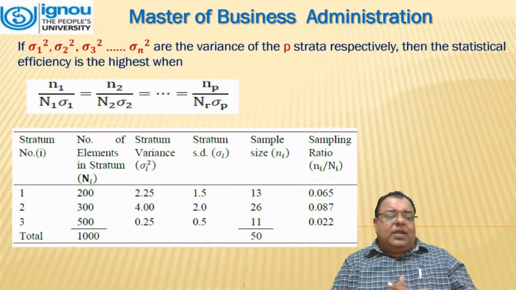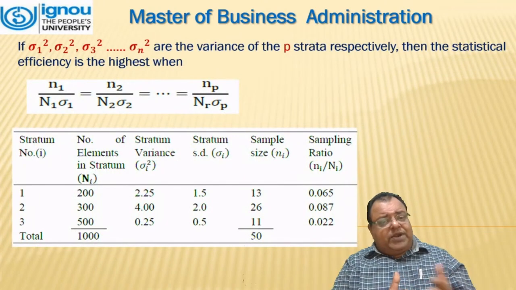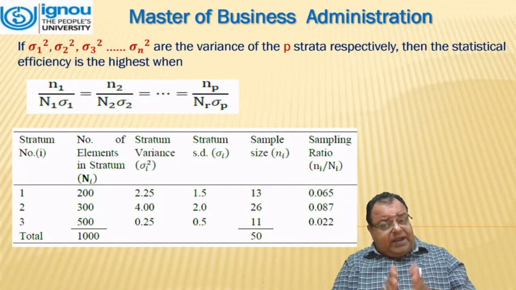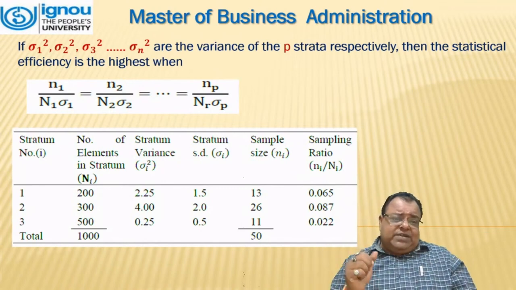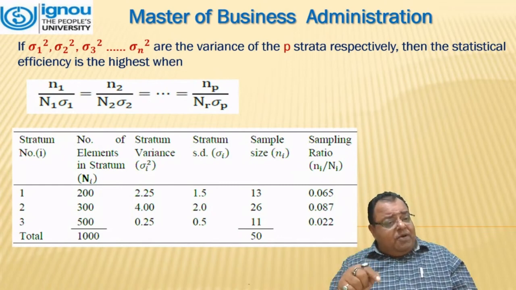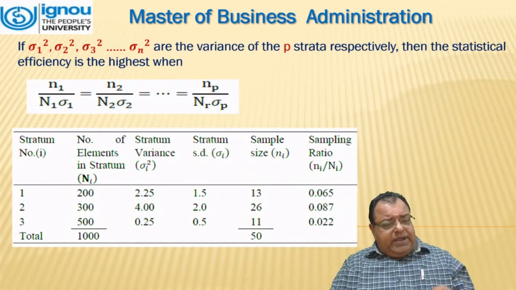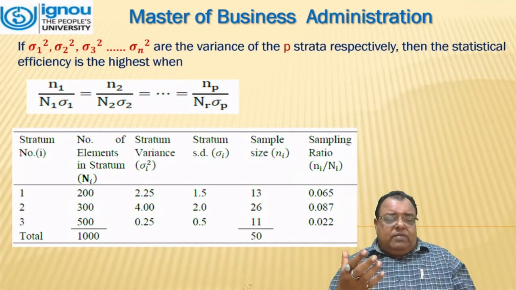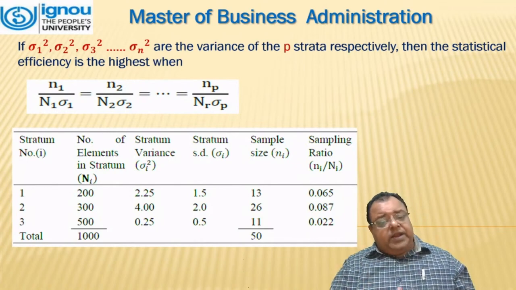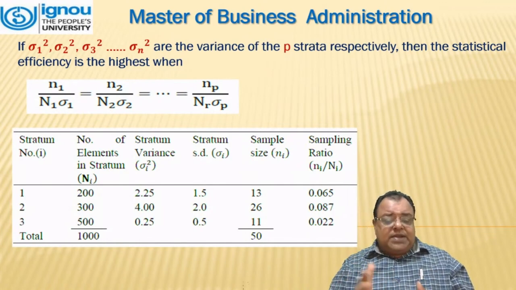Here we can say if sigma 1 square, sigma 2 square, sigma 3 square are the variances of the strata respectively, then the statistical efficiency is the highest when n_i upon sigma_i is equal for all three. We have stratum numbers 1, 2, 3. Number of elements in the strata is 200, 500, 300, total is 1000. Variance 2.25, 4, 0.25, and your stratum standard deviation is 1.5, 2, 0.5. Your sample size 13, 26, 15.